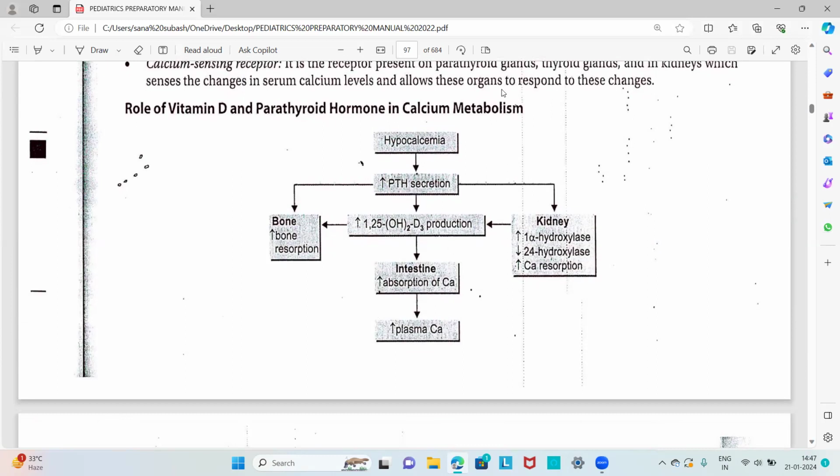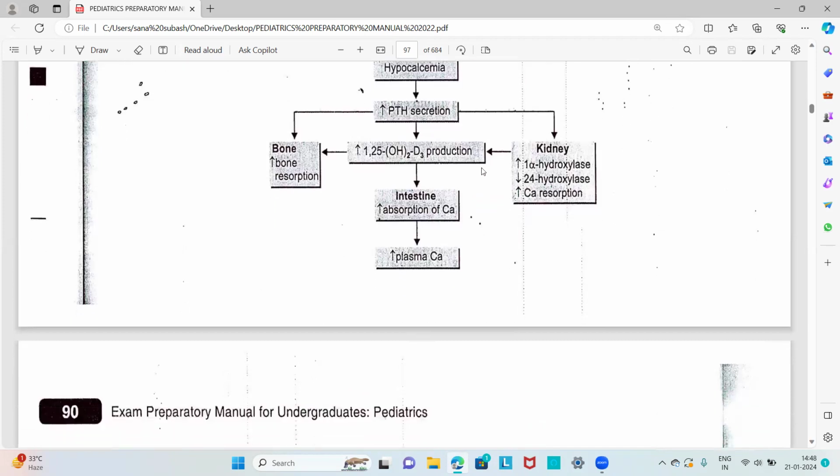So this mechanism of calcium metabolism, which we also discussed earlier: hypocalcemia acts as a stimulus for the parathyroid gland, and it increases the secretion of parathyroid hormone, which acts on the bone and causes increased bone resorption, and also acts on the kidney and causes increased calcium reabsorption. Also in the kidney there will be production of 1,25-dihydroxycholecalciferol, that is vitamin D3, the active form of vitamin D, which acts on the intestine and causes increased absorption of calcium. Therefore the plasma calcium level increases. This is the mechanism which happens when there is hypocalcemia, so this all should be kept in mind.